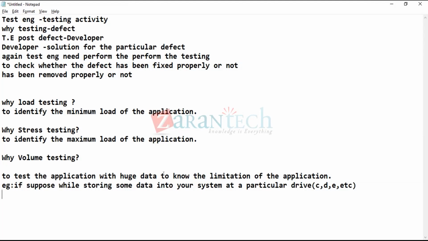Then you may get the following message: no space to insert the data, or this drive is full.